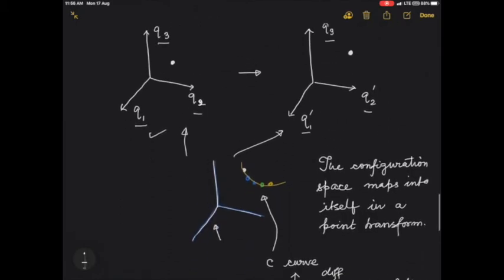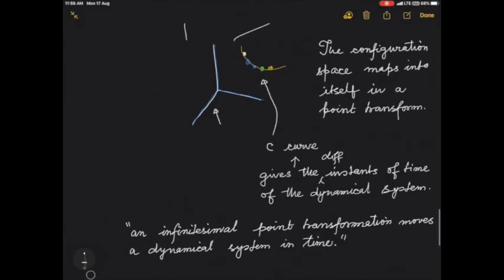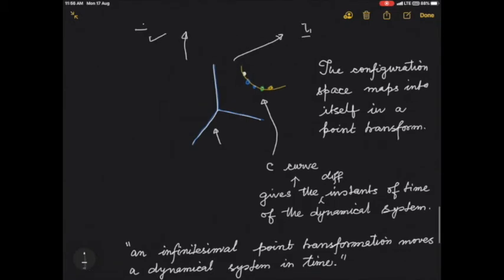Further, we said that for a series of infinitesimal transformations, if I keep stacking them on each other, what I will see is the point moving in the configuration space, and it will form a curve which we call the C curve. If these transformations are given by the dynamics of the system, this C curve is essentially the trajectory of the system. So an infinitesimal point transformation moves the dynamical system in the configuration space. It moves it in time. So this is what we discussed so far.